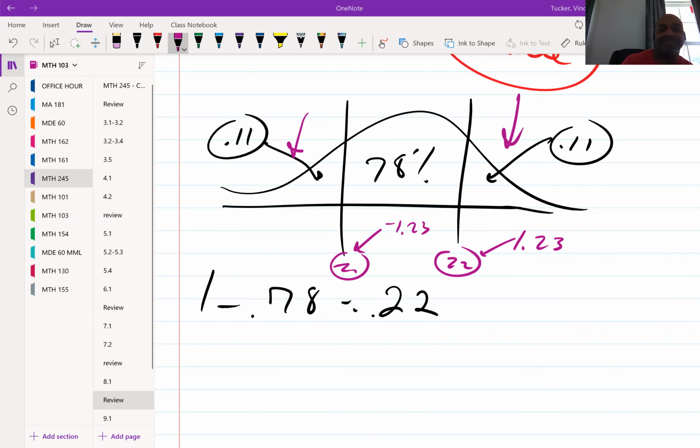All right, so let's see what my MyMathLab does for us. Negative 1.23, separated by a comma. Yep, that's all they wanted for that one.